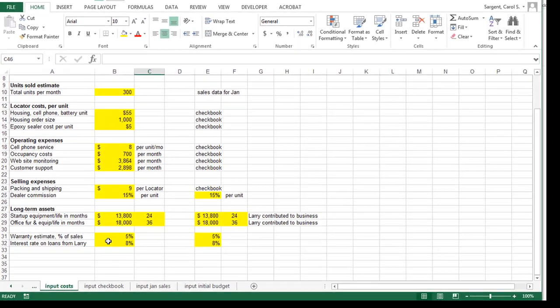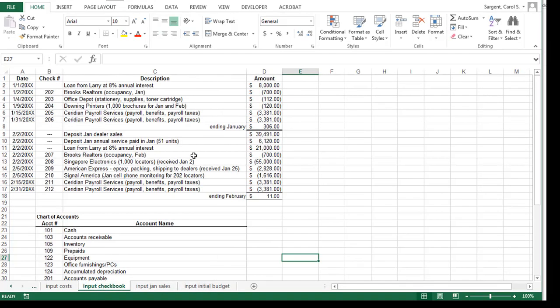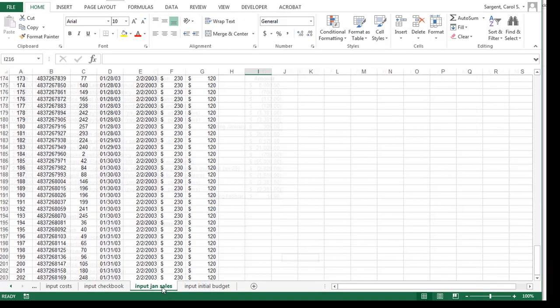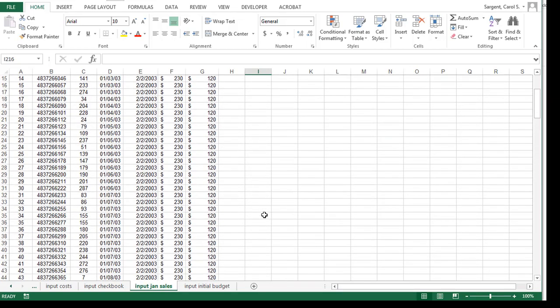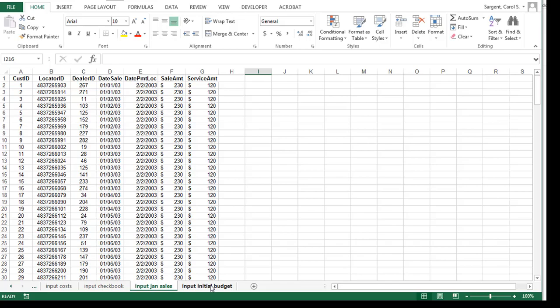On the input tab, you have the initial assumptions that were used to make that initial budget. You have the first 2 months of checkbook activity, and then you have the first month of sales activity here. All right, so let's start working on that.